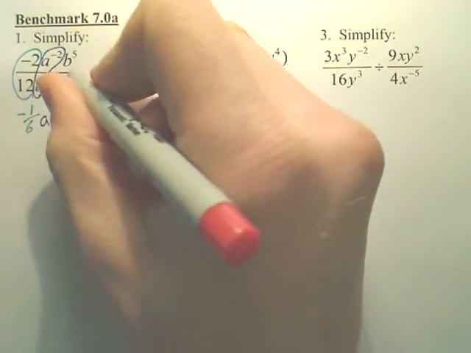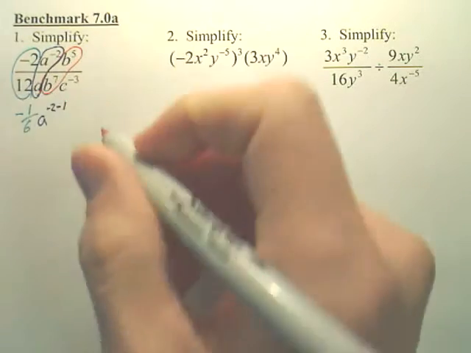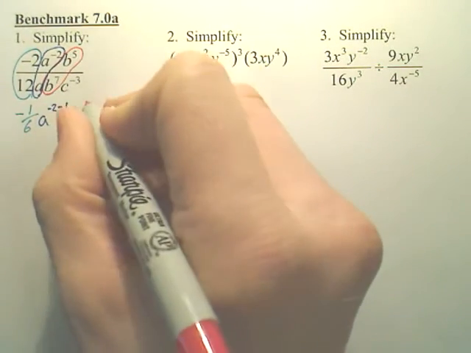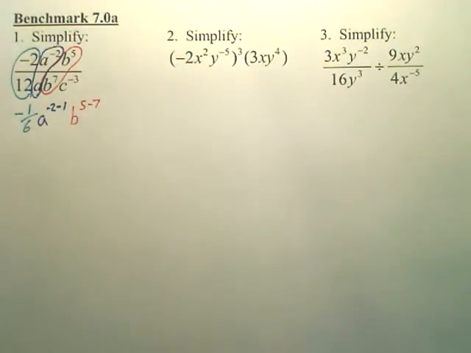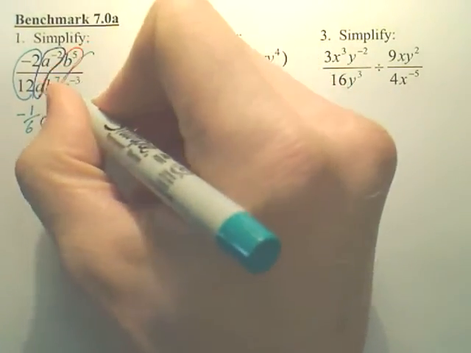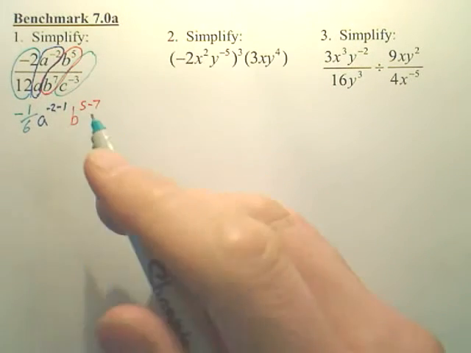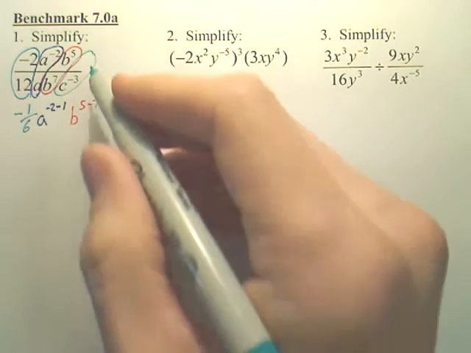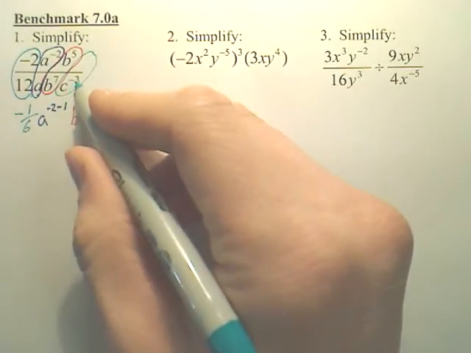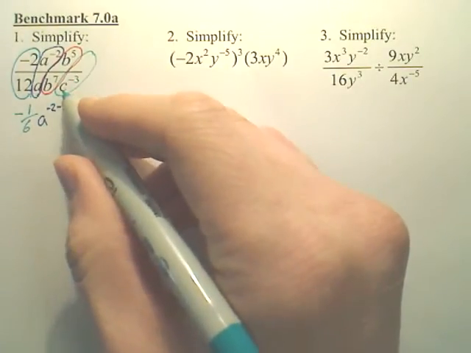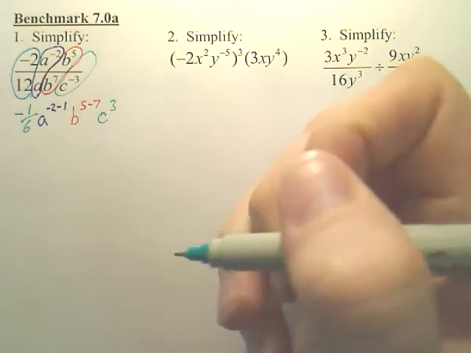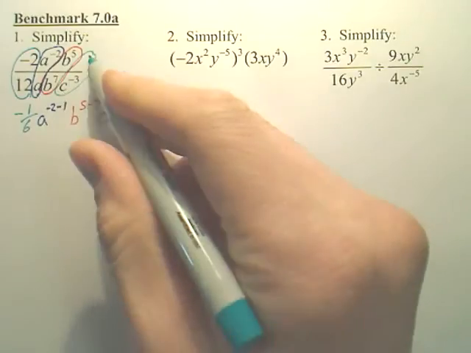For the b's, you're going to have 5 minus 7. And for the c's, that doesn't help very much. There's nothing to combine with. So instead of going, c to the 0 minus this, what do negative powers do? If it's on the bottom, where's it going to go? To the top. So that simply becomes c to the third, because that moves to the top.